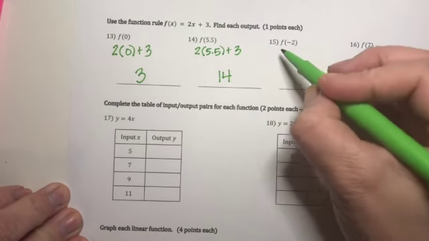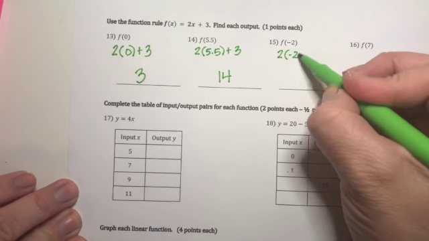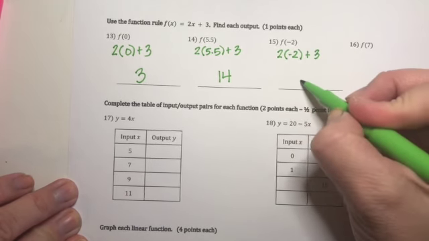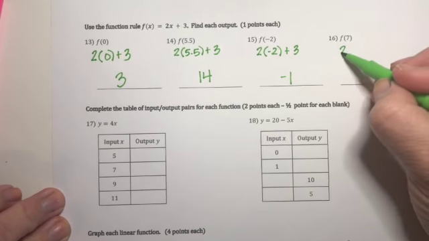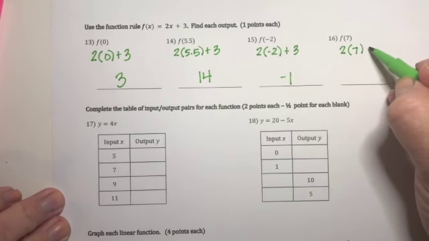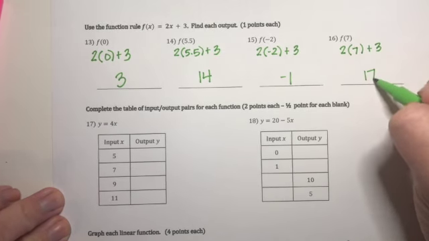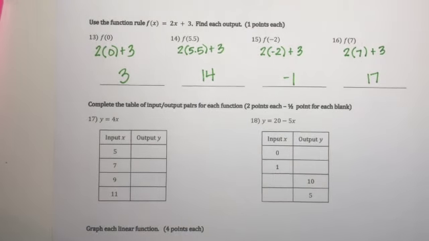Well, what if it's negative 2? 2 times negative 2 is negative 4, plus 3 is negative 1. Well, what if x is 7? 2 times 7 is 14. 14 plus 3 is 17. So we're just plugging in those numbers.